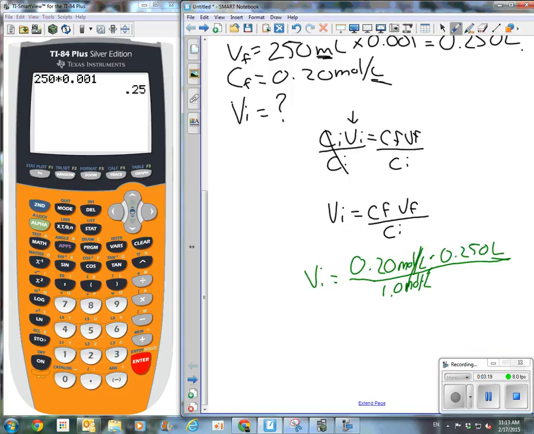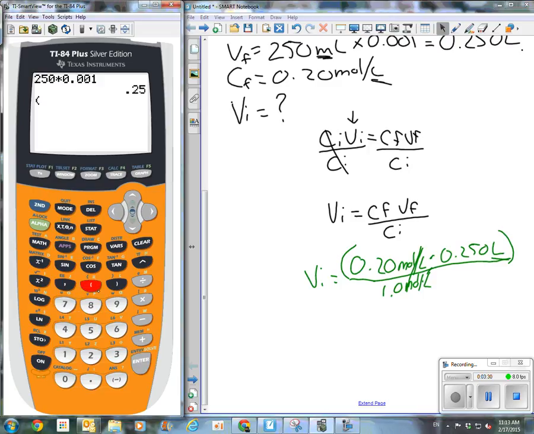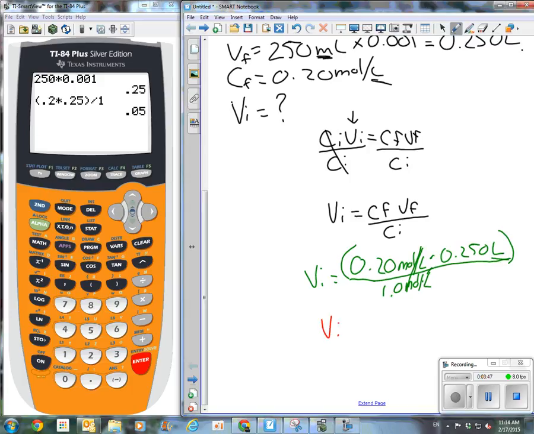All right, perfect. So let's put this into our calculator. In order to put it into our calculator, I'm going to want to put brackets around this so that I'm saying all of that divided by the value on the bottom. So I'm going to put bracket 0.2 times 0.25, all divided by 1. All right, and I get a value of initial volume of 0.05 liters.